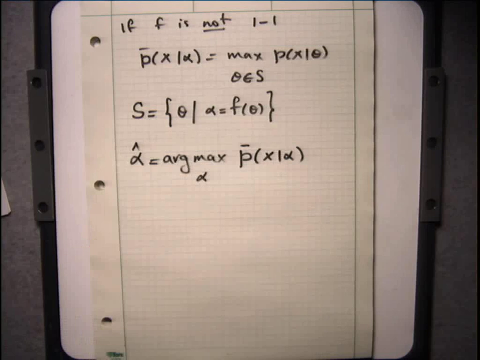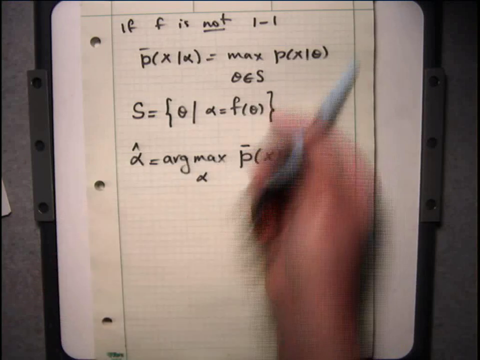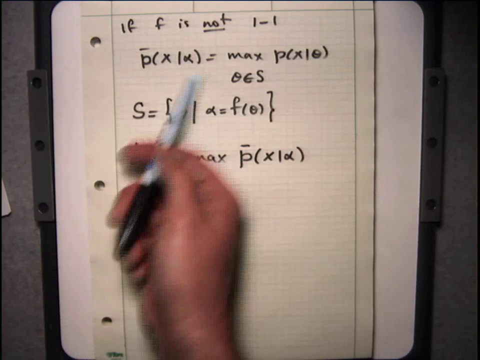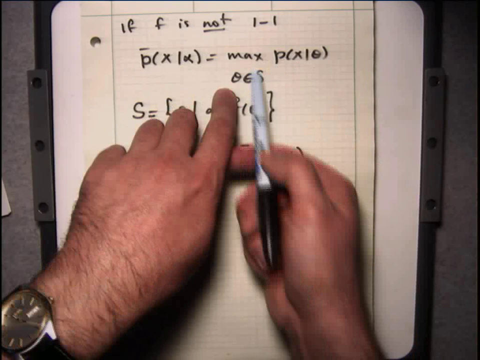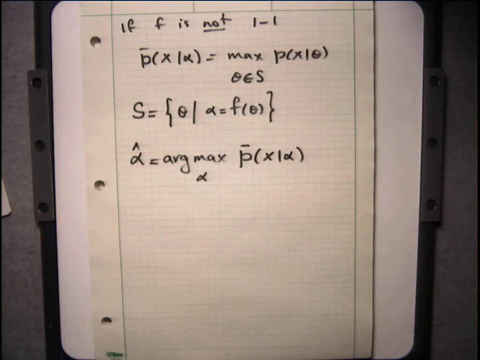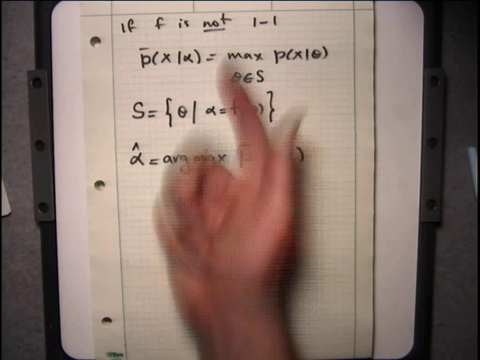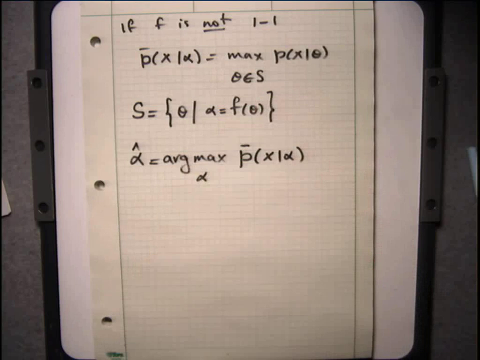So if you're going to plug in something, in order to decide what to plug in and which estimate to use, you basically have to redefine this function. This likelihood function is not simply P of X given theta, but it's P of X given theta maximized over all values of theta that give you the same alpha. And then from that, you can come up with an estimator for the alpha by maximizing this. So there's two steps of maximizing. One is to maximize this over all values of theta. Then you go to this function and you maximize over all the values of alpha.